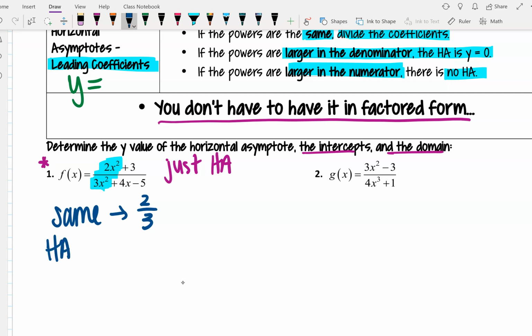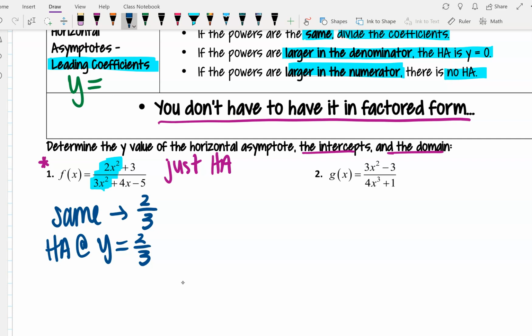So if you need to, you can. But we have a horizontal asymptote at y equals 2/3. Okay, so that's what we're going to be doing. So for number 2, we're going to be finding all of the stuff that it's asking for.